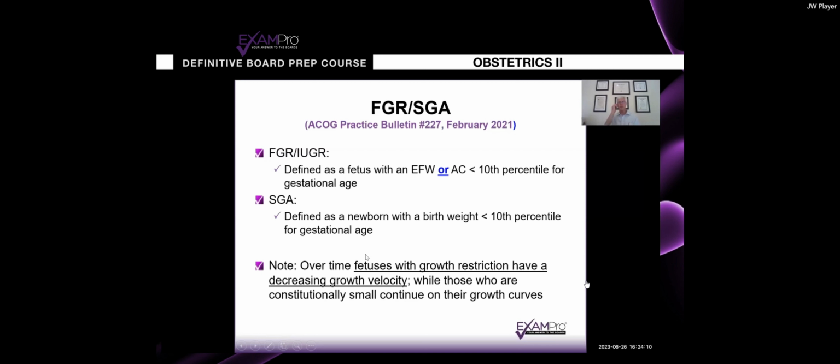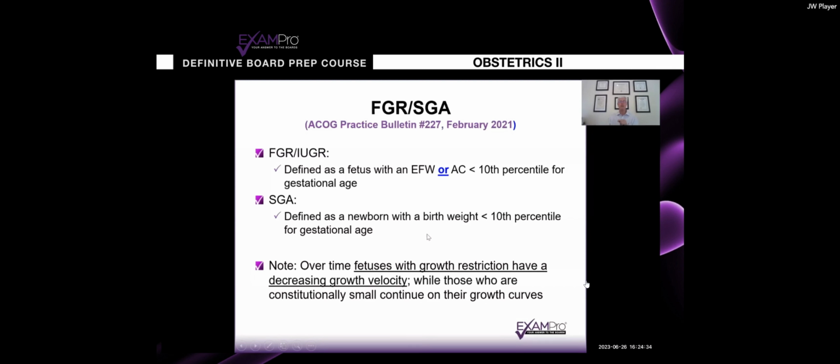So how do we tell the difference between a constitutionally small fetus and an FGR fetus? Well, the constitutionally small fetus will stay on the same part of the growth curve. It'll be 10th percentile all the way up until delivery and will probably be born at the 10th percentile. The growth restricted fetus will fall progressively off the curve. It will go 10th percentile, 8th percentile, 7th percentile, 5th percentile, or worse as you get toward delivery.